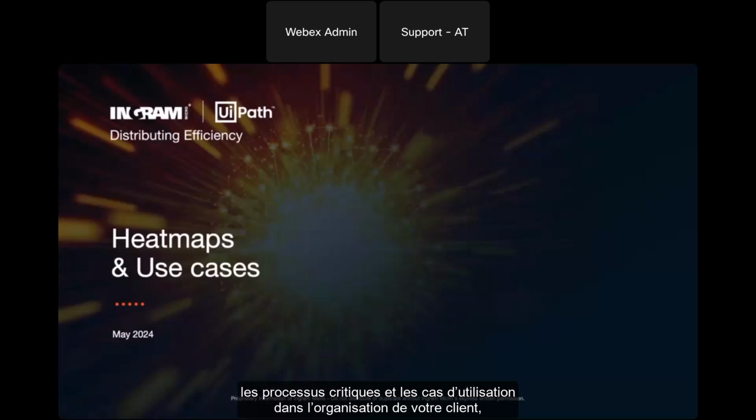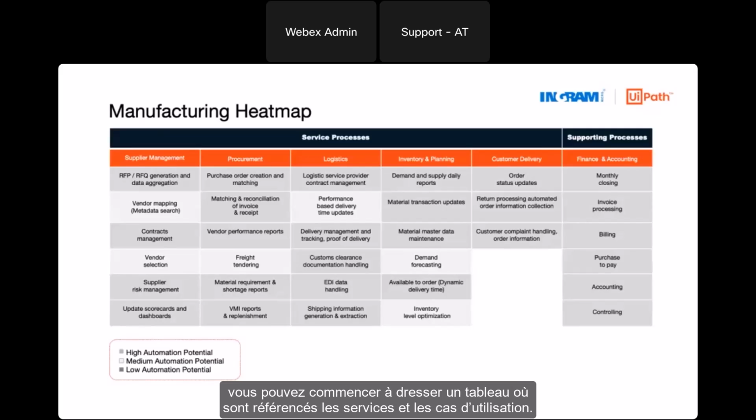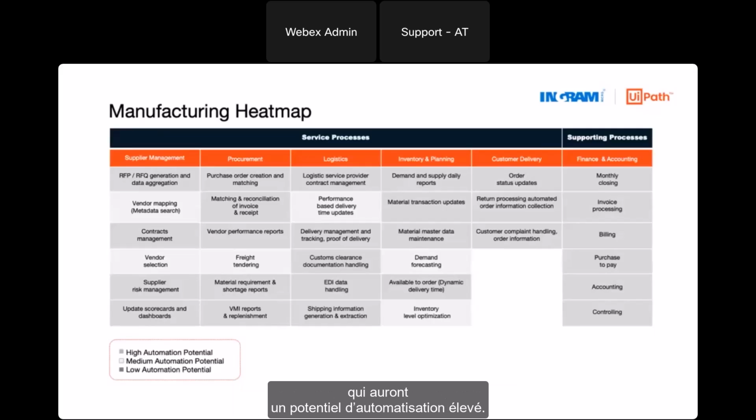Now, the idea is that once you identify all those different processes, critical processes, and the use cases in your customer's organization, you can start building this heat map, right? Where we have the services and the use cases. And for the different use cases, we are going to find different tasks that are going to have this high automation potential. Some tasks are going to have a medium automation potential and the low automation potential finally.